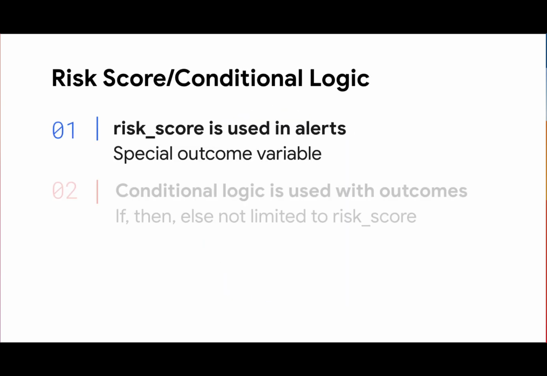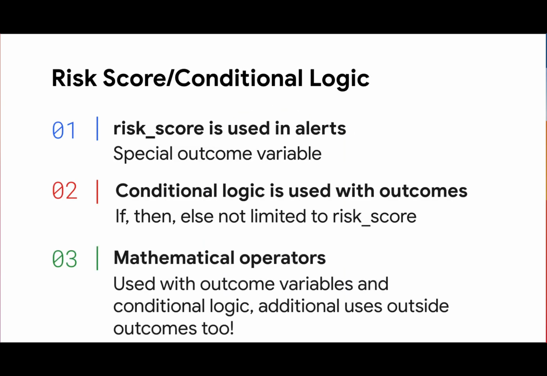Wow, that was a lot. We covered a bunch of concepts here, and if you aren't quite sure about all of them, don't worry. We'll continue to use outcomes and build on these concepts further, so this won't be the last time you see this. Just remember that the risk score is a reserved variable name that can be found in the alerts queue. Conditional logic can also be used throughout our outcomes, not just in risk score. It is set up as if field operator value, then X, else Y.